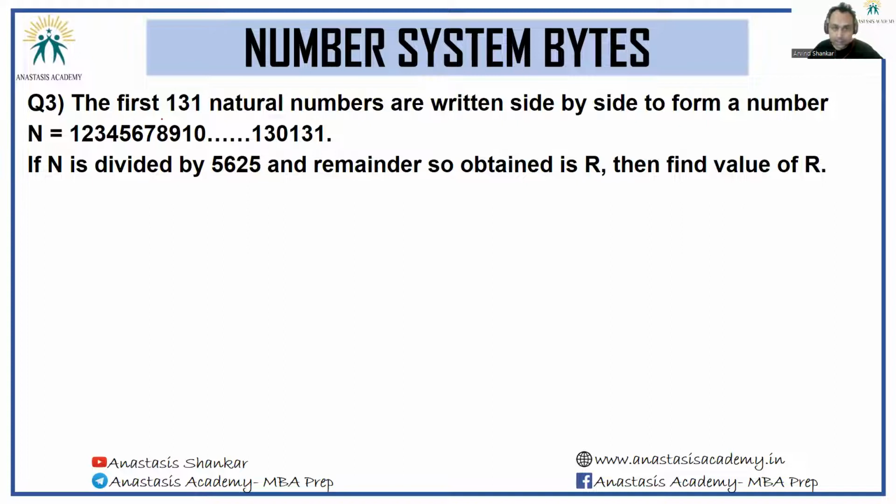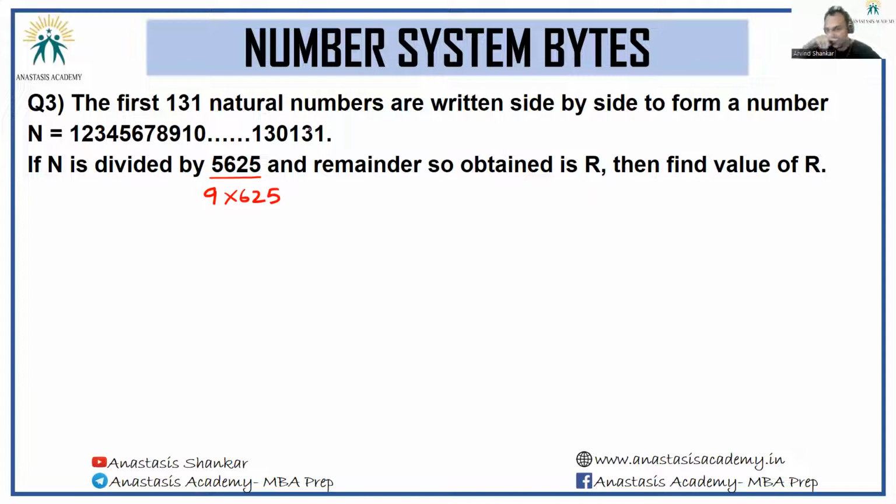Next, the first 131 natural numbers are written side by side to form the number n, which is 1, 2, 3, 4, 5, 6, 7, 8, 9, 10, and so on. If n is divided by 5625 and the remainder so obtained is r, then find the value of r. Okay, 5625 is 9 into 625.